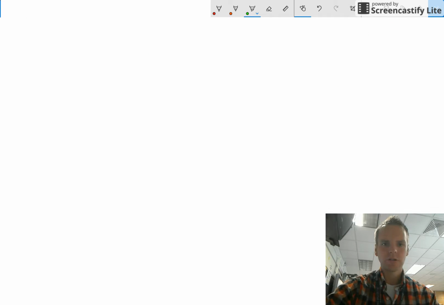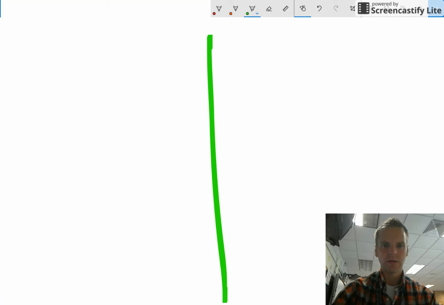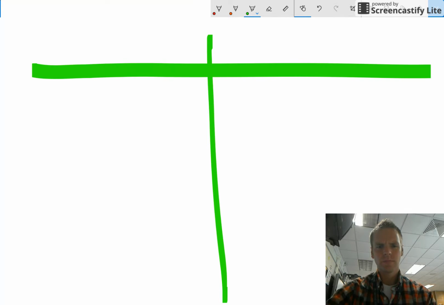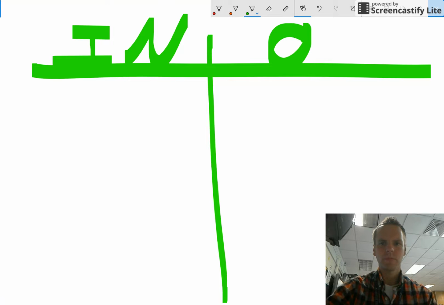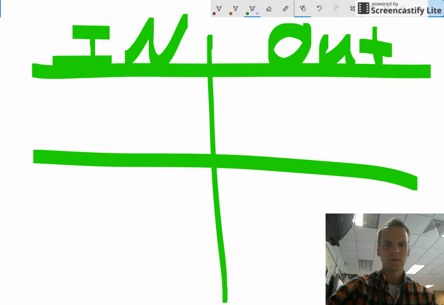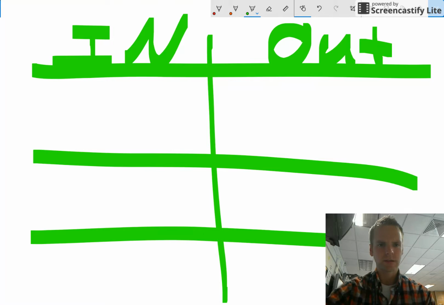So what I want you to do is build a T-chart with me. We're going to make a straight line like that, and a little row like that. On the top left, we're going to label it in. Upper right is going to be out. I'm going to draw 2 rows that look like this.